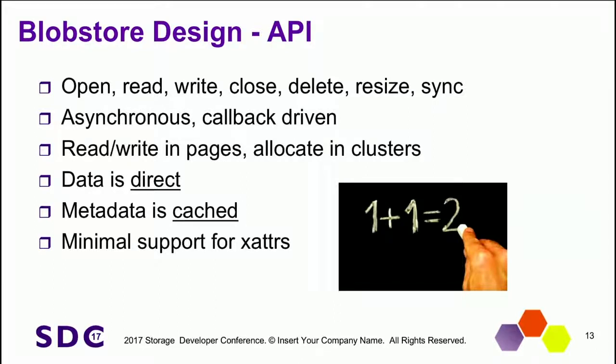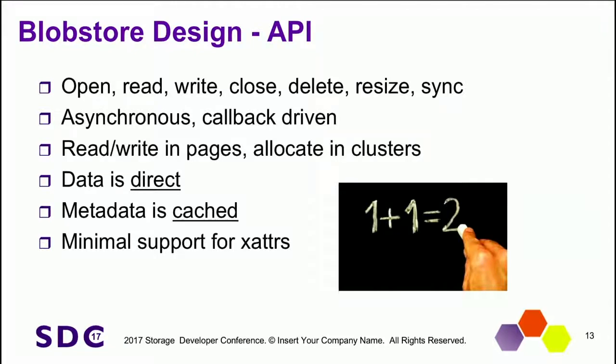And then I mentioned the reason for the two abstractions. We read and write in units of pages, right? So it's not byte addressable, it's page addressable. That's the smallest level of granularity for read and write. And then allocation for shrinking or growing your blob is done in clusters, again, optimized for SSDs. Data is direct. I mentioned the metadata is kept in memory. It's not actually a cache structure or anything, it's just kept in memory. That's what we mean by cached. But the data is completely direct.